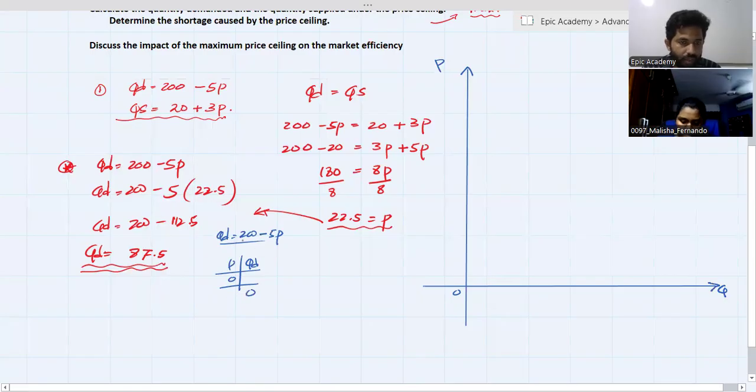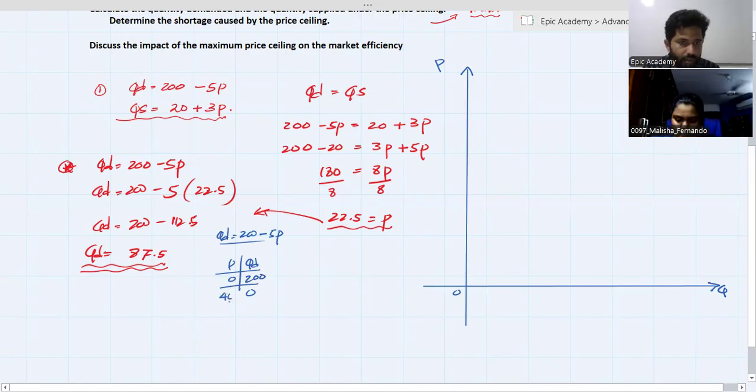So just use that equation. Assume that P equals 0. 0 multiplied by 5 is 0, and QD becomes 200. Are you okay with that one? Yes, okay. And then again, QD becomes 0. We assume that QD is 0. 0 equals 200 minus 5P. Minus 5P changes the side and becomes a plus value. And 200 divided by 5, so it becomes 40.